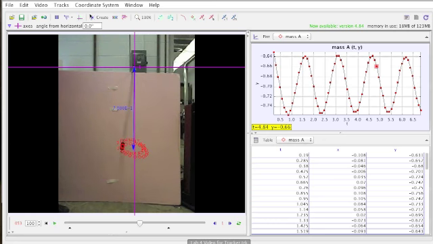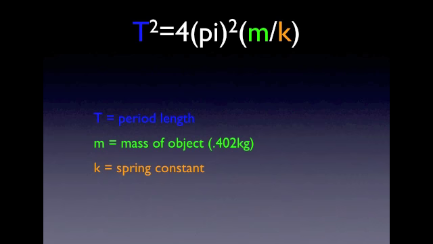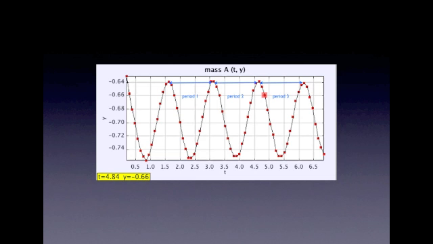In order to create a computational model for this motion, we must first find the spring constant k. The following equation, T squared equals 4 pi squared times m over k, relates the spring constant k to the period length. Thanks to Tracker, we can determine the period length and use that value to solve for the spring constant. To do so, I found the average time span between each peak in Tracker's graph of the ball's position.